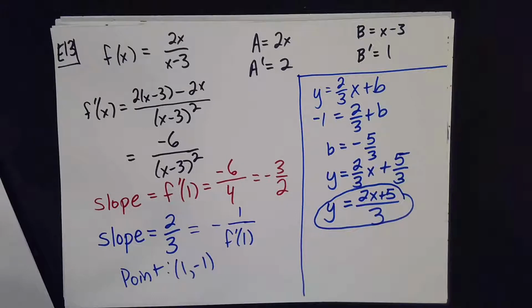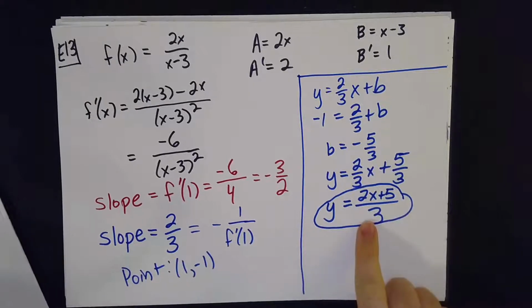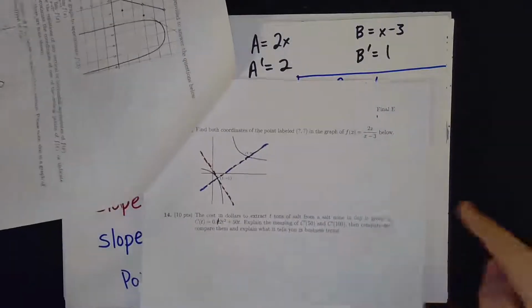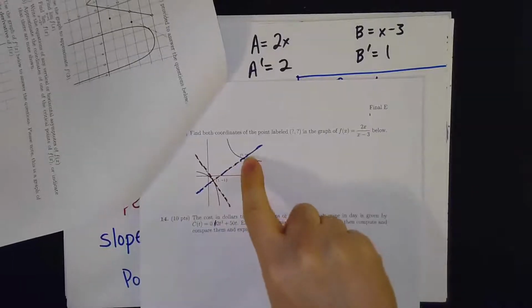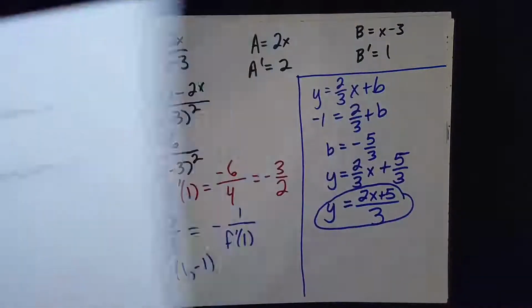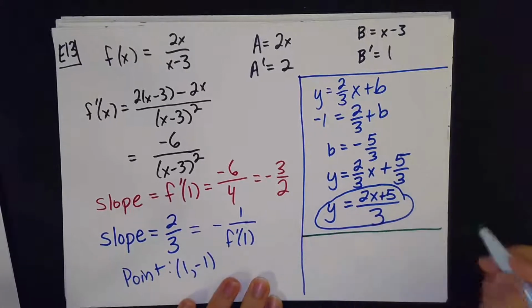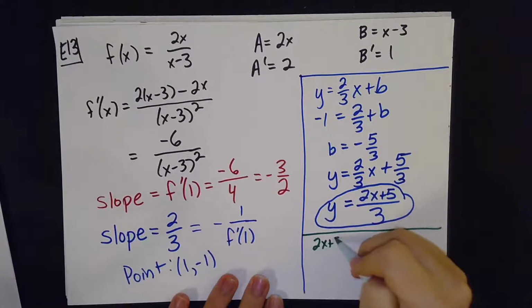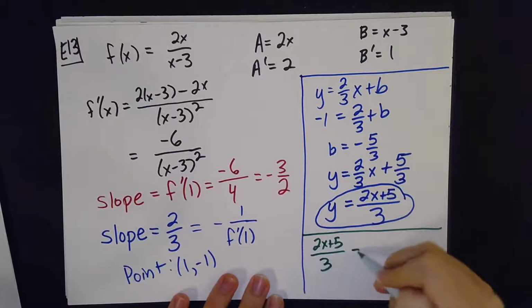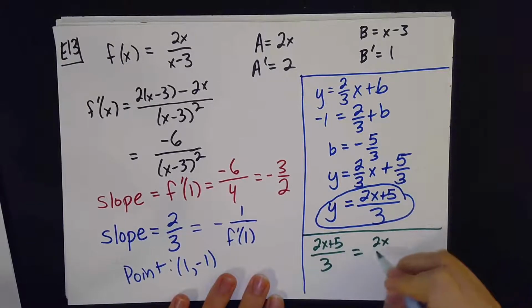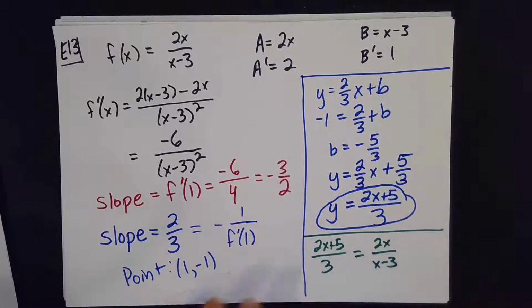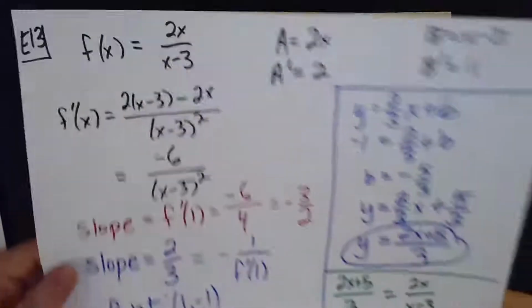Okay, now what do I want to know? I want to know when this line intersects the original graph itself. So to do that, I need to set this equation equal to the original equation. So that is, I can take 2x plus 5 over 3 and set that equal to 2x over x minus 3. And I can solve that equation.